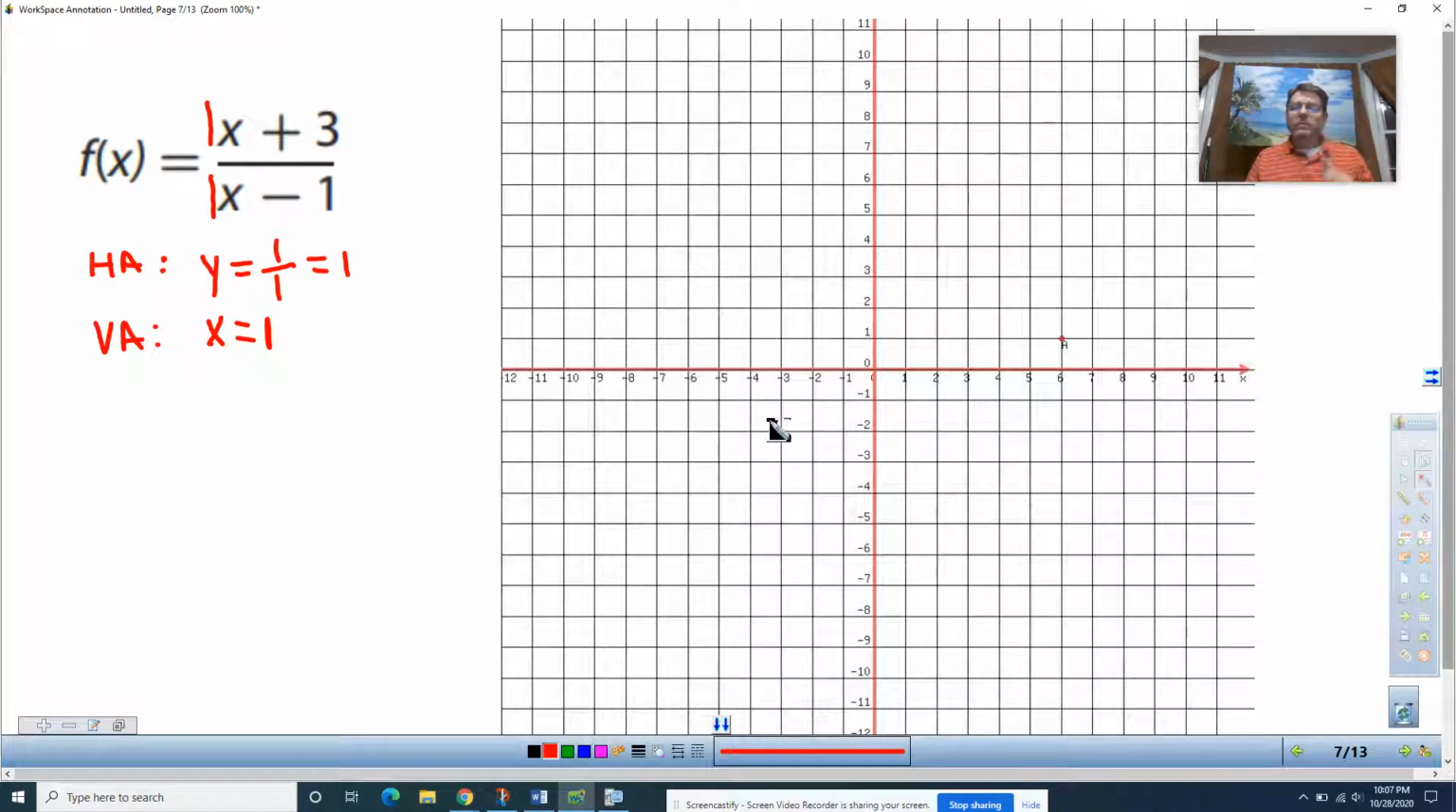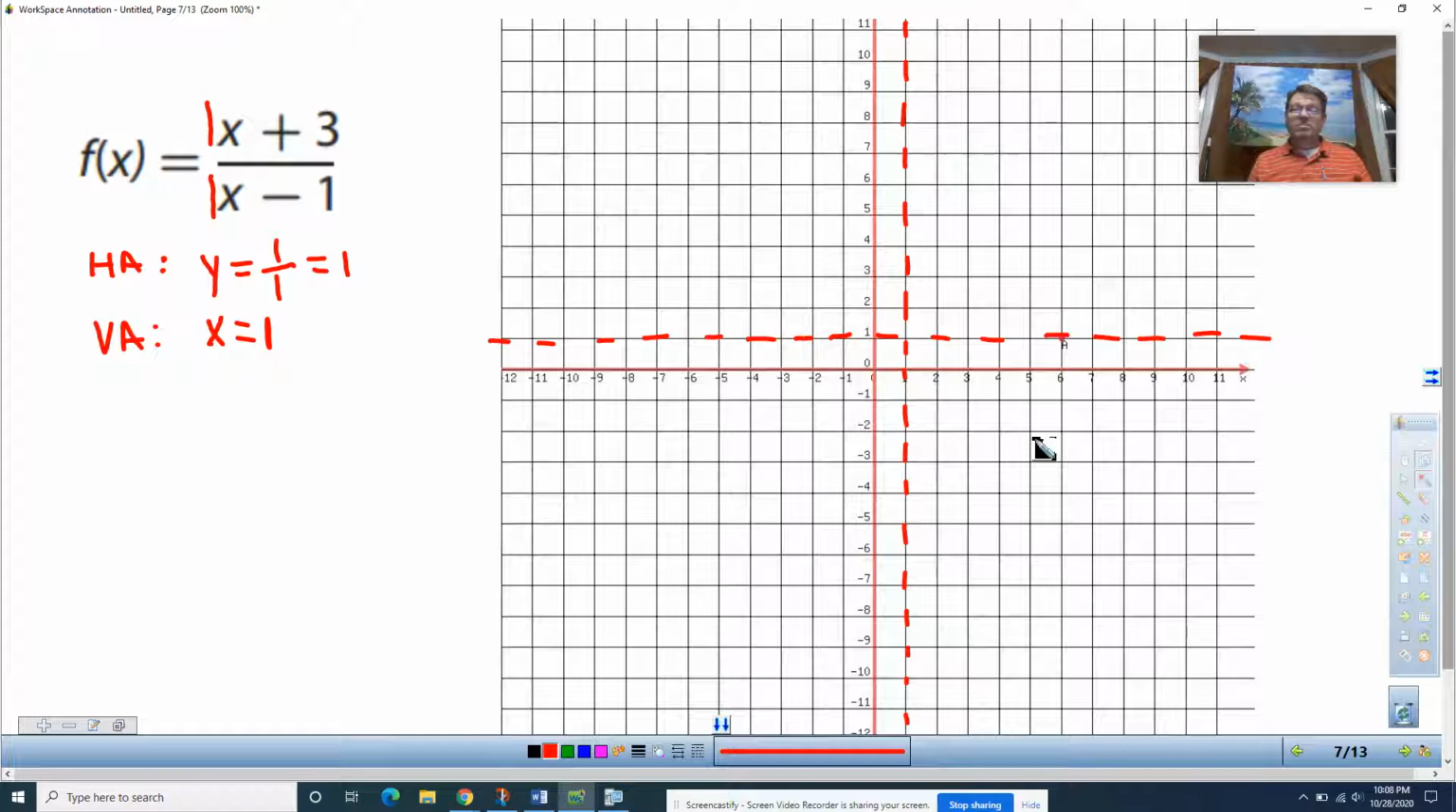So I'm going to come over here. The first thing I'm going to do is put in my asymptotes. So here we go, we've got x equals 1. My vertical asymptote goes through the x-axis at 1. Now my horizontal asymptote is also at 1. Okay, so I've got my vertical and horizontal asymptotes, kind of my force fields.